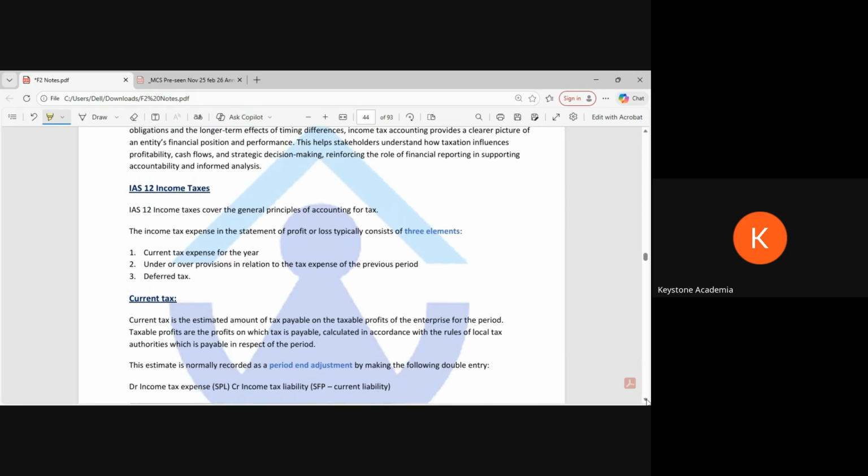The income tax covers the general principle of accounting of tax. The income tax expense in the statement of P&L is an expense, so obviously it will come in profit or loss, or we can say profit and loss. It typically consists of three elements: current tax expense of the year, under or over provision related to the tax expense for the previous period.